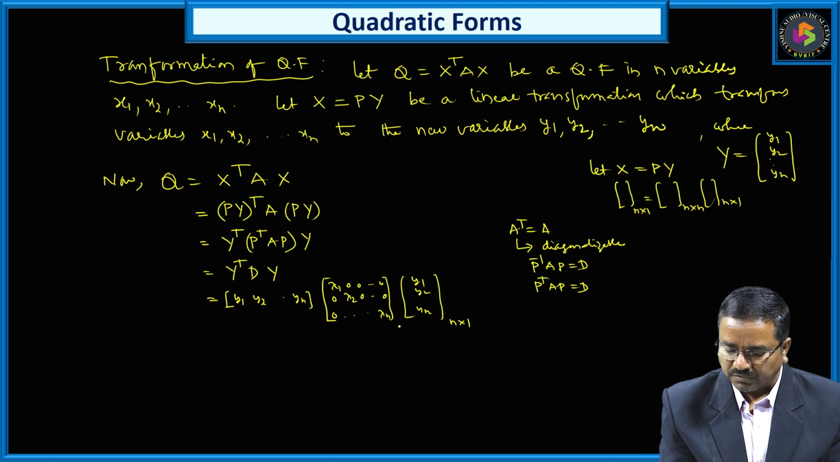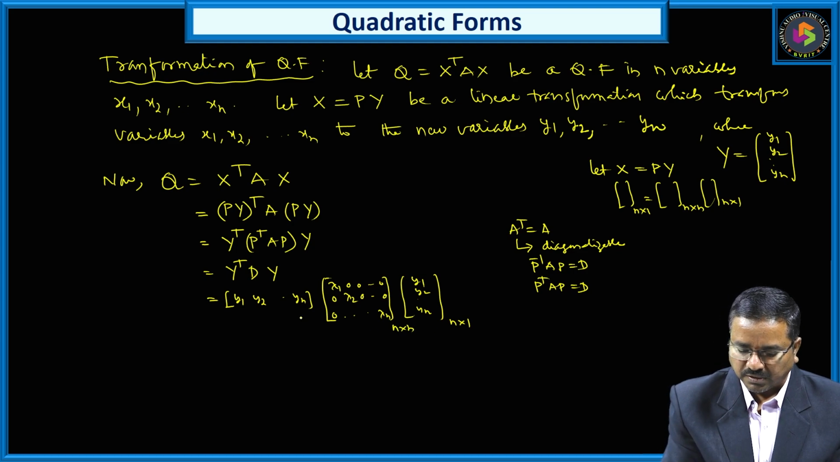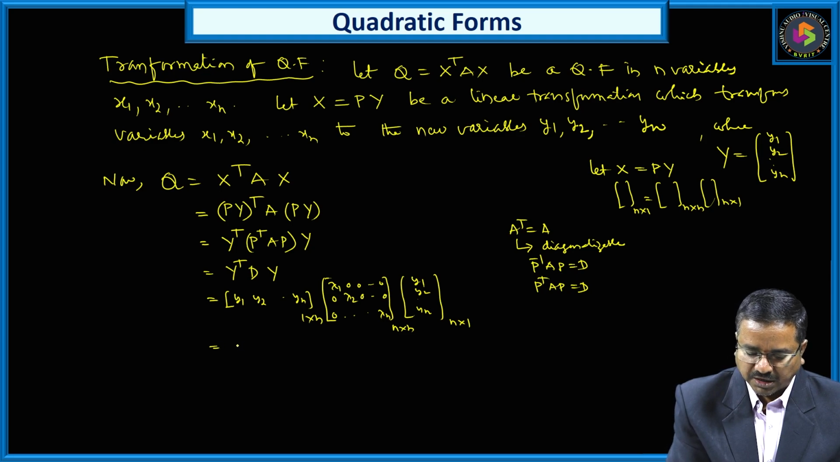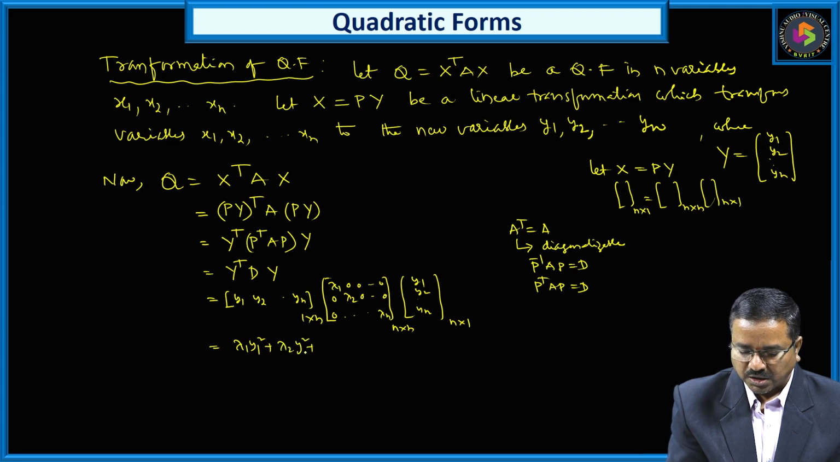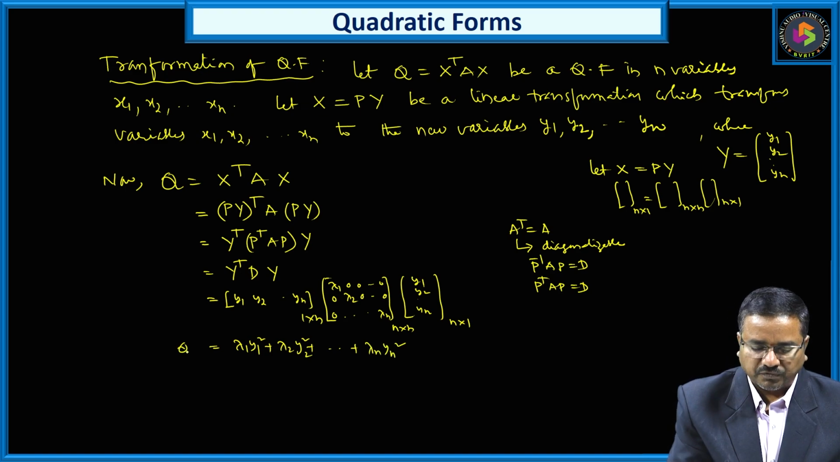If you multiply these three, this is n by 1, it is a new variable. This is n by n. This is 1 by n. We will get 1 by 1. We will get lambda 1 y1 square, lambda 2 y2 square, and so on, lambda n yn square. Now, this is also a quadratic form.